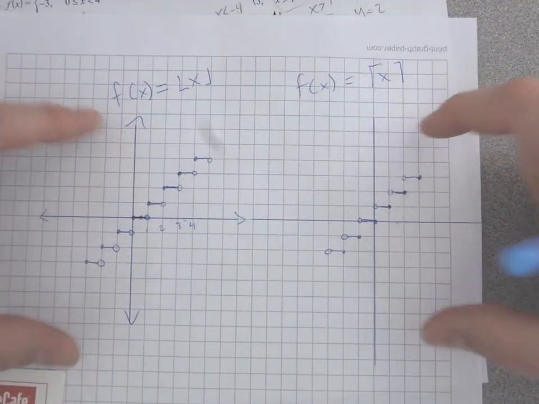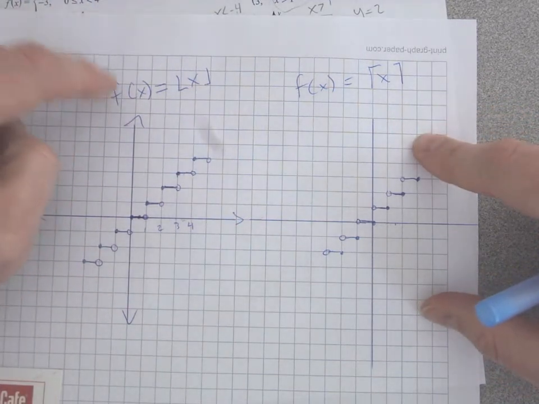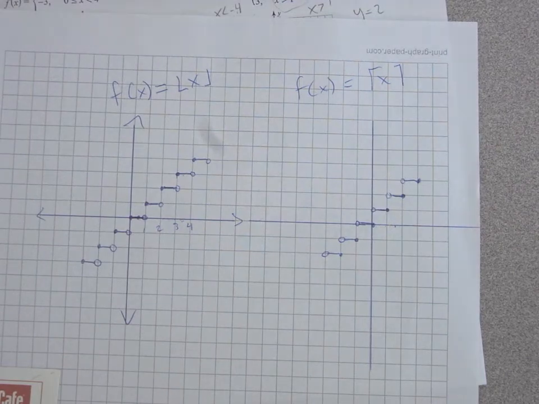These are called step functions because it looks like stairs. This is the floor function. This is a ceiling function, but they're both in the broader category of step functions.